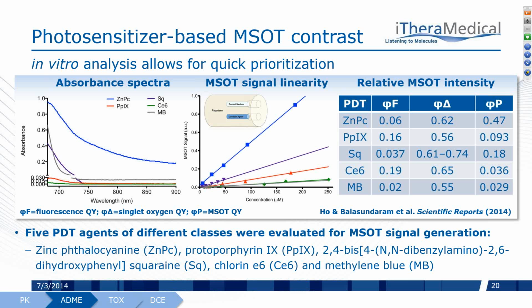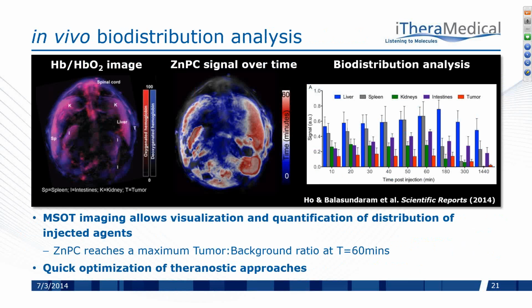So they wanted to do MSOT imaging to detect localization, after which they could start the treatment. So just by doing this relatively quick phantom analysis, we can see that the zinc phthalocyanine dye, zinc PC, actually has the best conversion efficiency of the light into the photoacoustic signal. So that PDT agent was now prioritized for in vivo studies, and this is what we show here.